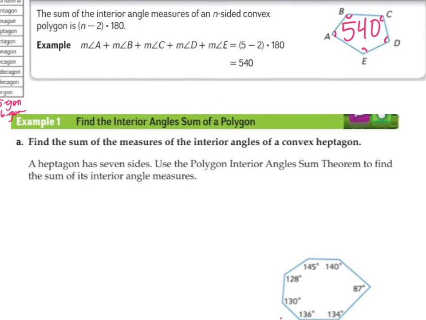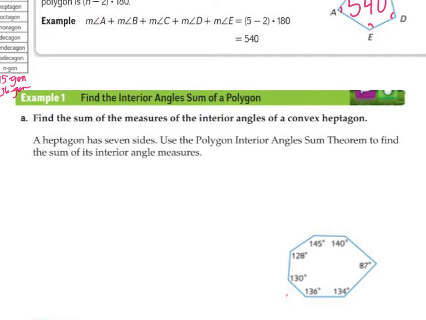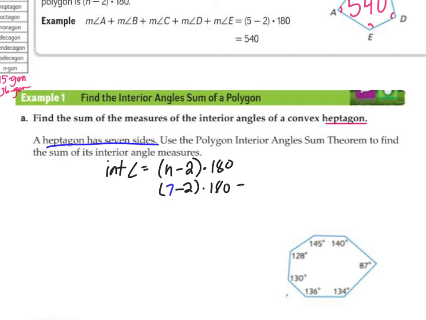Okay, so let's look at an example. Find the sum of the measures of the interior angles of a convex heptagon. So a heptagon has 7 sides. So in order to find that measurement, we know that the interior angle theorem states that it is n minus 2 times 180. Okay, n is the number of sides, minus 2 times 180. All right, so we have 5 times 180, or 900 degrees. So any given heptagon will have 900 interior degrees.